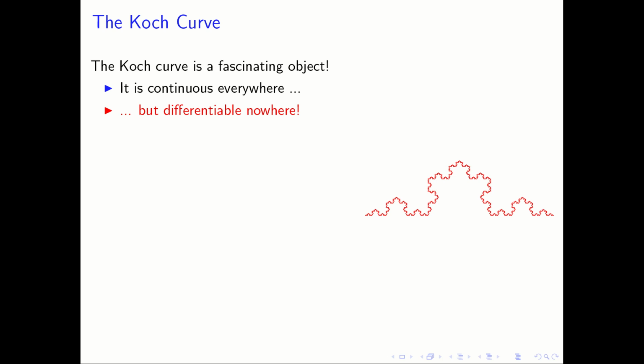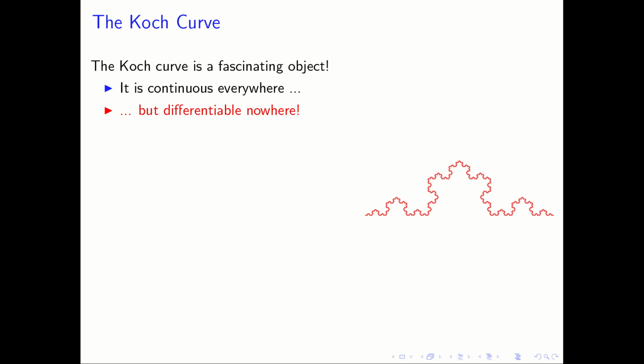When functions like these were first discovered in the 19th century, not the Koch curve, but another much more mathematically intricate function, it was continuous everywhere, but differentiable nowhere. It came as a very rude shock to the mathematics world.